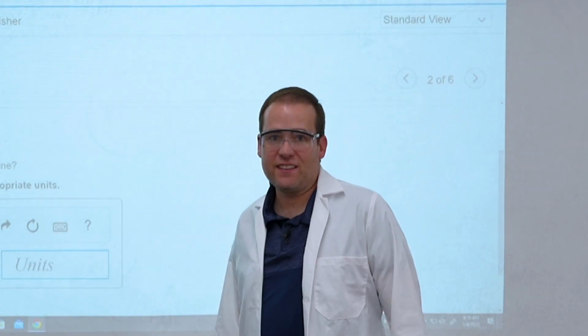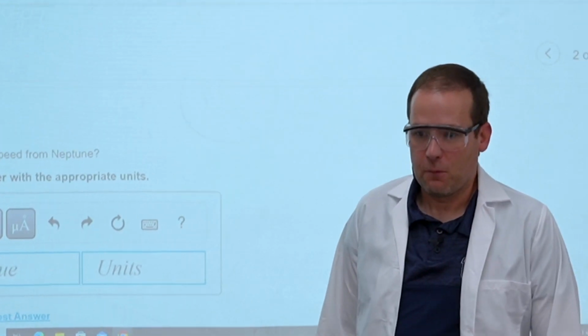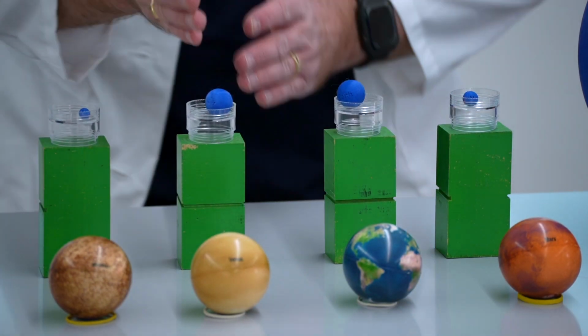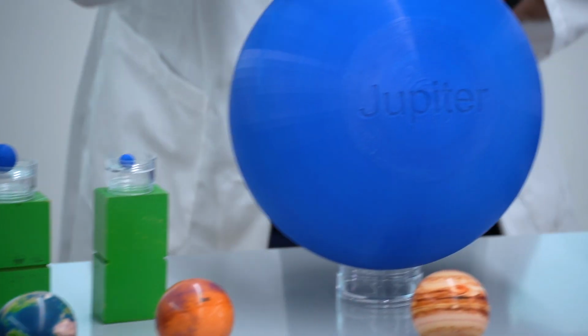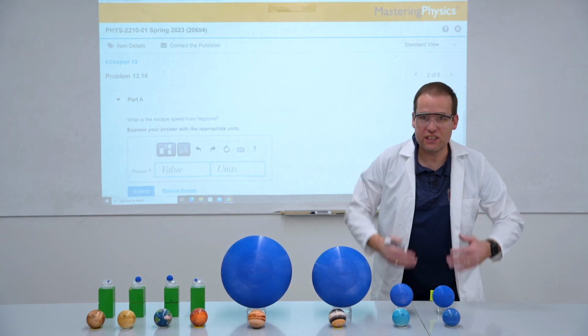So we're asked to find the escape speed of Neptune. So how are we going to do that? Well, first off, we got to know some information about Neptune itself. As we can see from our solar system, we've got Mercury, Venus, Earth, Mars, Jupiter, Saturn, Uranus, and Neptune. Wow! Neptune, what we're going to need.